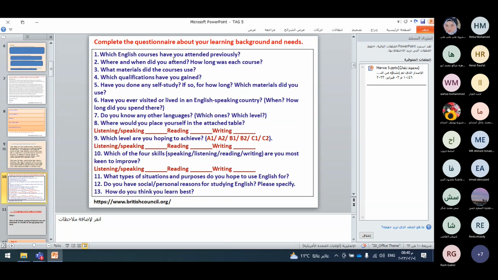Okay, number two. Please, Miss Hind, ask Miss Fatima the second question, and after you finish, take turns and exchange roles. Go ahead. Okay. Number two, where and when did you attend? How long was each course? I have attended the ATTAX online, and the 9 Steps was also online. How long was the course? I think the ATTAX was for 4 months or 3 months, and the 9 Steps was for 1 month only.